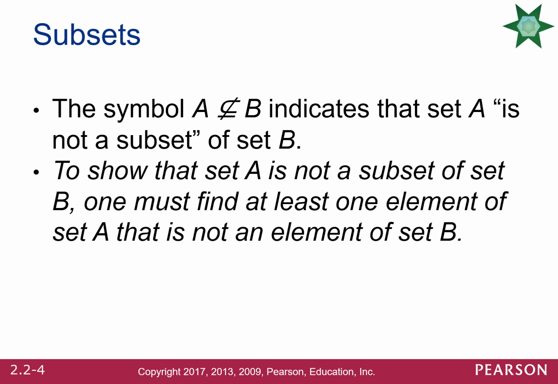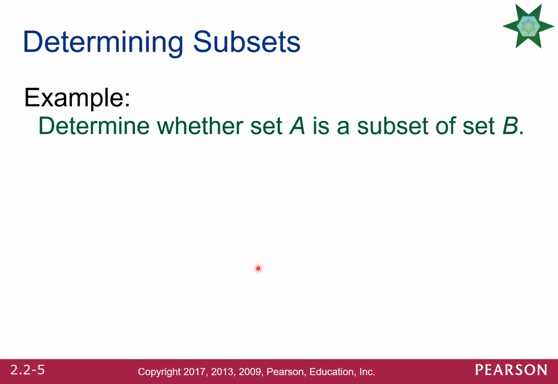Now, another thing is to show that set A is not a subset of set B, one must find at least one element of set A that is not an element of set B. So if set A has any element which is not a part of set B, that means set A is not a subset of set B. All right. So we'll go through some examples of this.